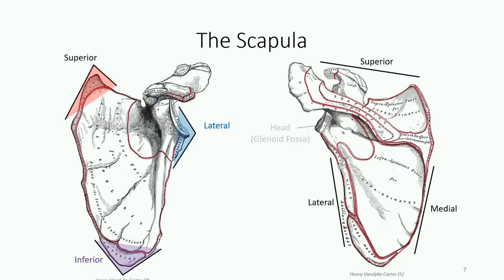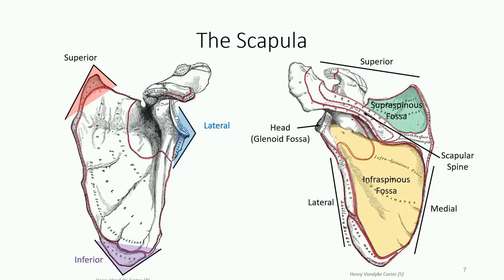The head of the scapula is found at the lateral angle, squaring off into the glenoid fossa, which articulates with the head of the humerus to form the shoulder joint. Running obliquely along the posterior surface is the scapular spine, which divides the posterior surface of the scapula into the supraspinous fossa superiorly and the infraspinous fossa inferiorly.